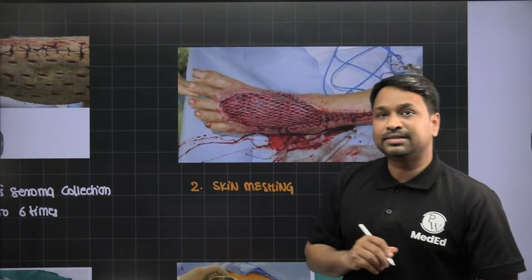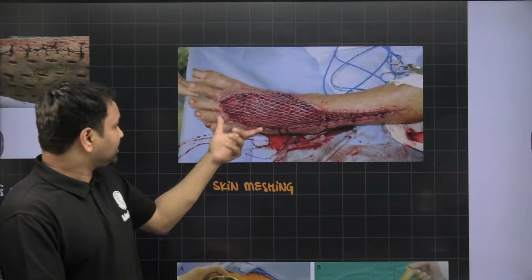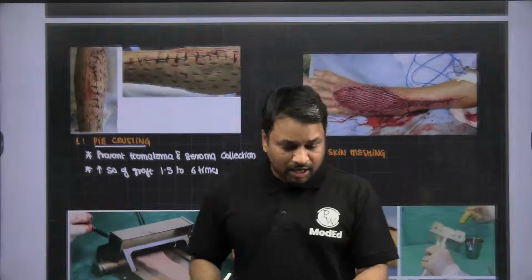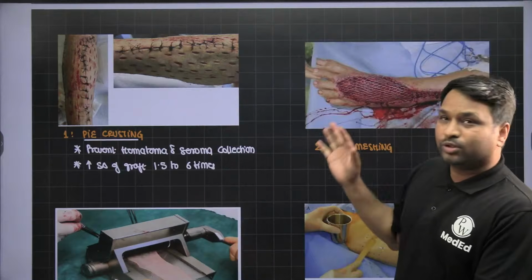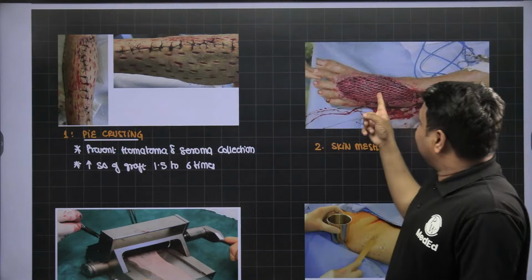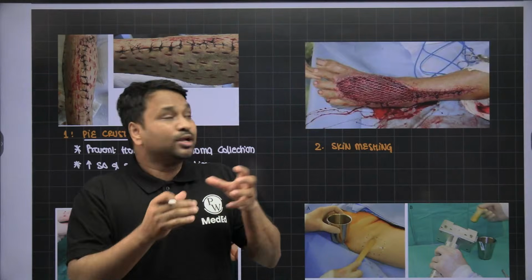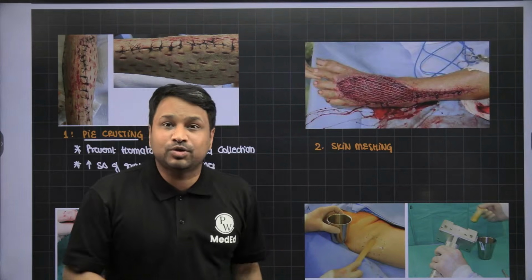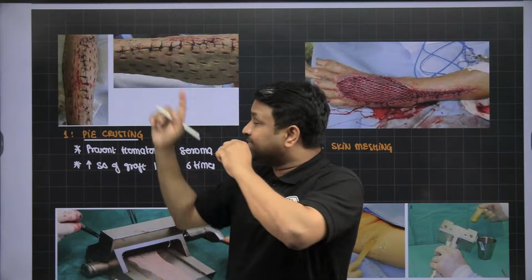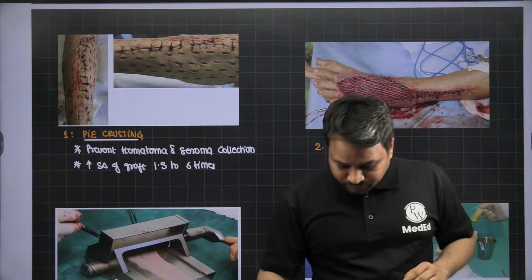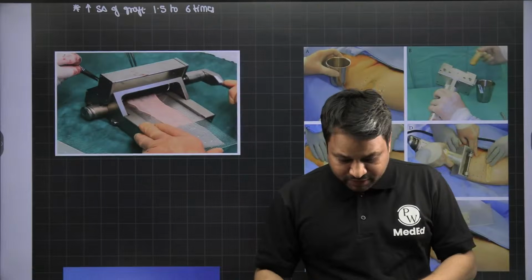This is what we call skin meshing. इसको skin meshing बोलते हैं, इसको आप pie crusting बोलते हैं. दोनों का difference देख लो. They are like stab wounds here. It is like a complete mesh, equidistant, equal holes. There's more amount of gap when compared to skin. It is meshing. More skin and less gaps. It is crusting. Now, how do you achieve this?